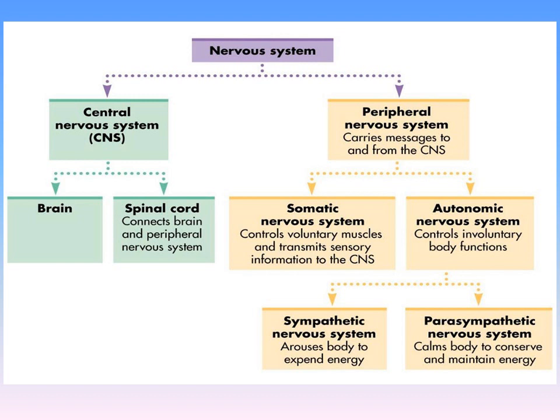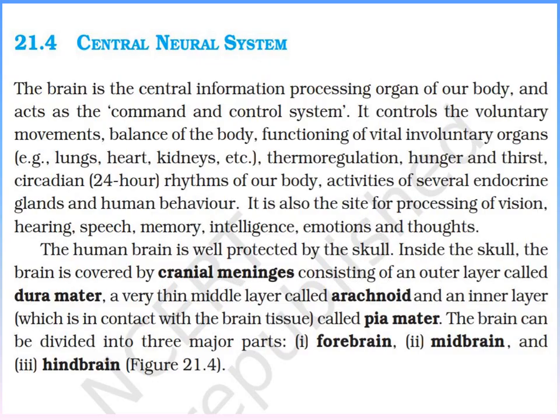On the other hand, the autonomic nervous system controls the involuntary body functions, which may be either under the sympathetic or the parasympathetic nervous system. The sympathetic nervous system arouses the body to expend energy, involving the processes which usually involve the expenditure of energy, and the parasympathetic nervous system calms the body to conserve and maintain energy. So these two systems, from their function, appear to be quite antagonistic to each other.